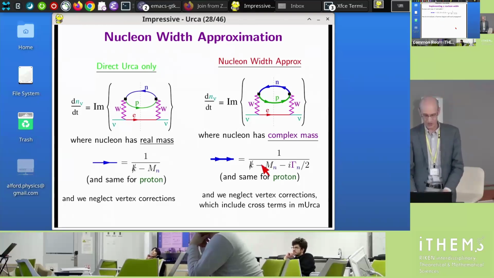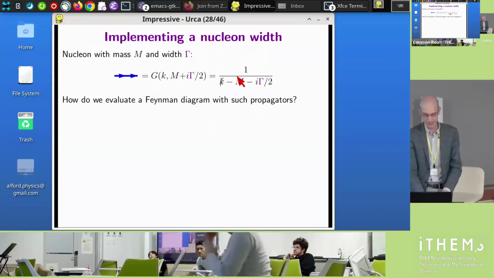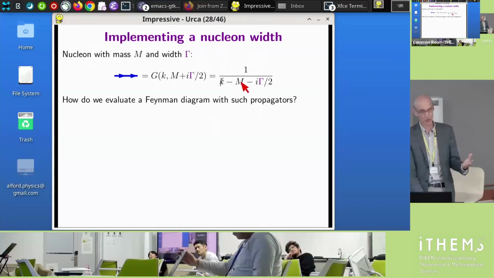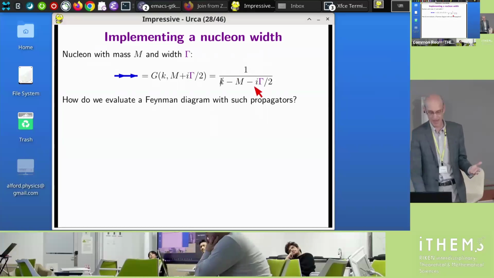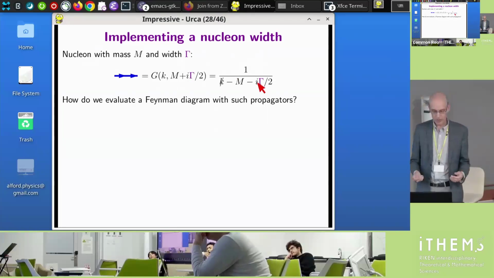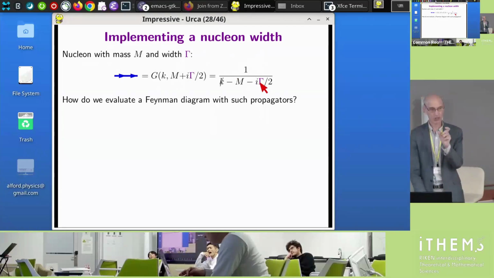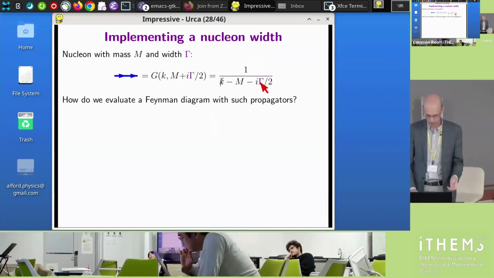So how do we implement a nucleon width? How do we evaluate that Feynman diagram with a propagator in? So I can write it down easily enough. It's 1 over k-slash minus m, the usual propagator, but with an imaginary part for the mass. But it's not entirely straightforward to evaluate Feynman diagrams with this in, because a lot of the technology that's been developed is based on Feynman propagators where you don't have an imaginary part and you assume the poles are sitting on the real energy axis, and now the poles aren't on the real energy axis. So it's going to be a little bit of a pain.